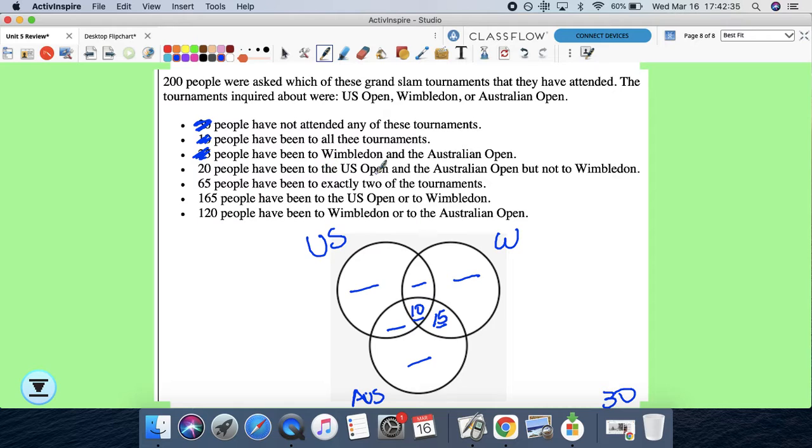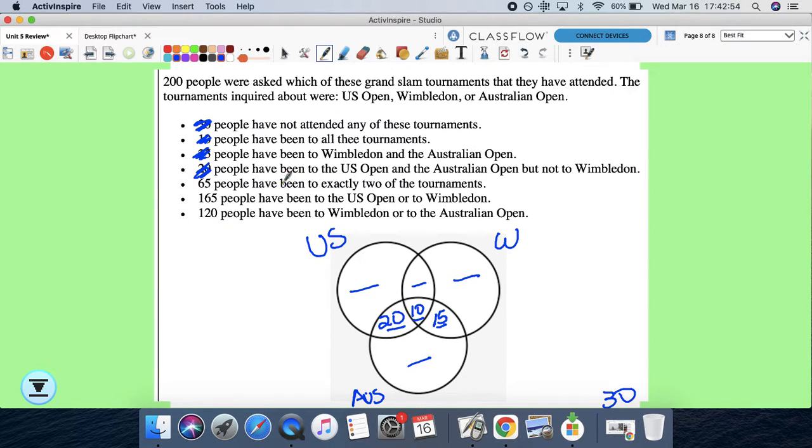20 people have been to the US Open and the Australian, but not to Wimbledon. So they can't be where the Wimbledon circle intersects. But they have been to both. So 20 people have been to the US Open and the Australian. We can put that right there. That's okay. So far, so good.